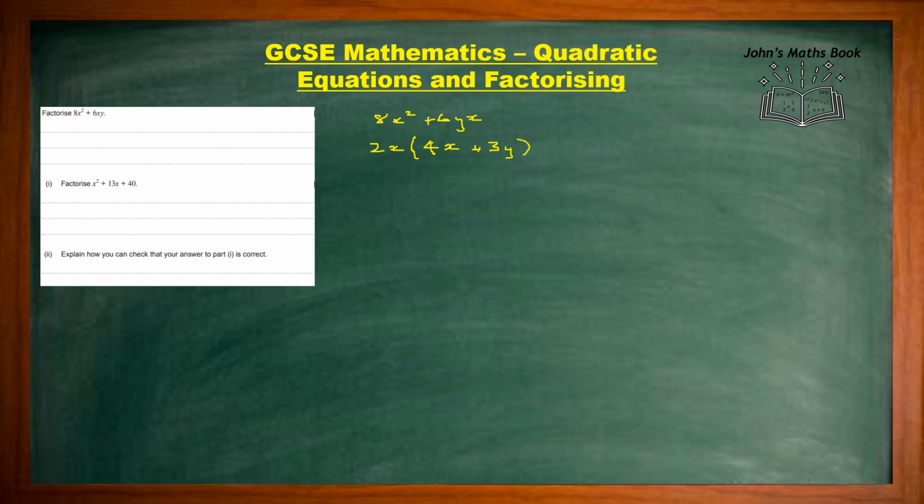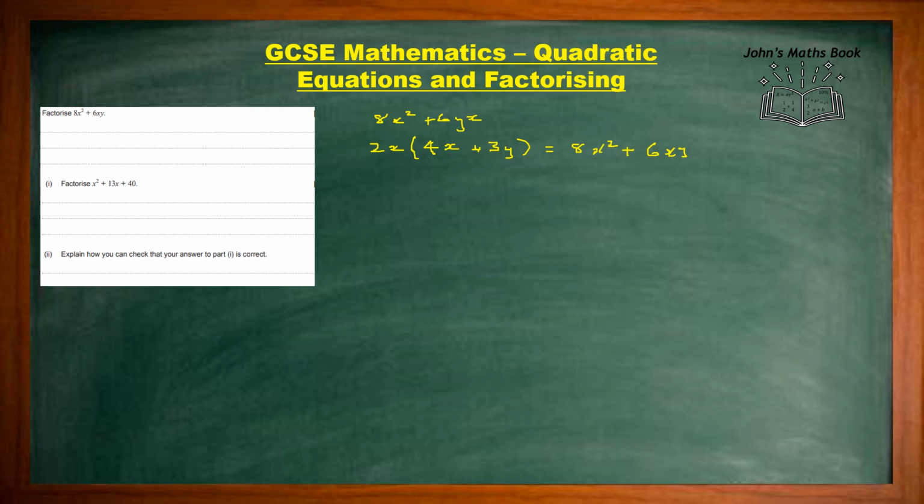So we can check that that's correct by multiplying the 2x and the 4x plus 3y. That is the same as 2x times 4x, so 2 times 4 is 8, and x times x is x squared, plus 2x times 3y, so 2 times 3 is 6, and that's just x and y. So that's how you factorize it.